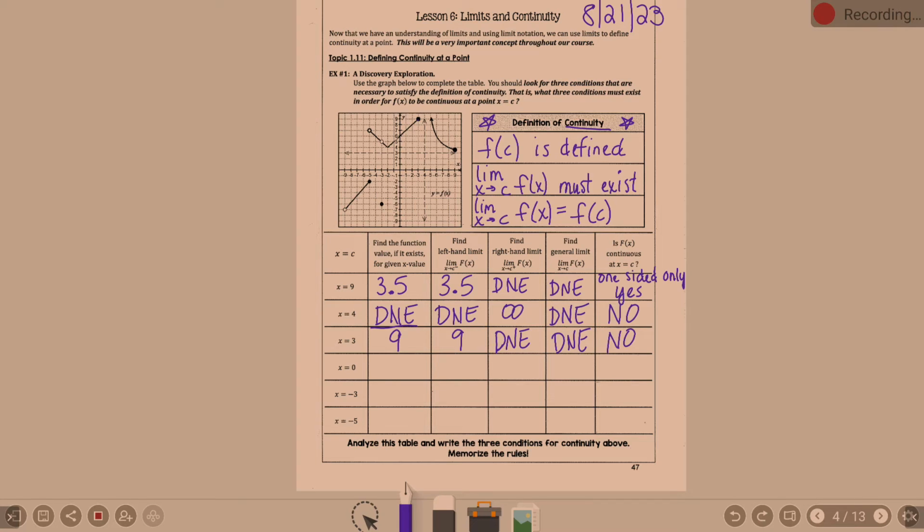Okay, x equals 0. What is the value there? 6. What is the left-hand limit? 6. What is the right-hand limit? 6. Okay, what's the general limit? 6. Is it continuous? Yes.